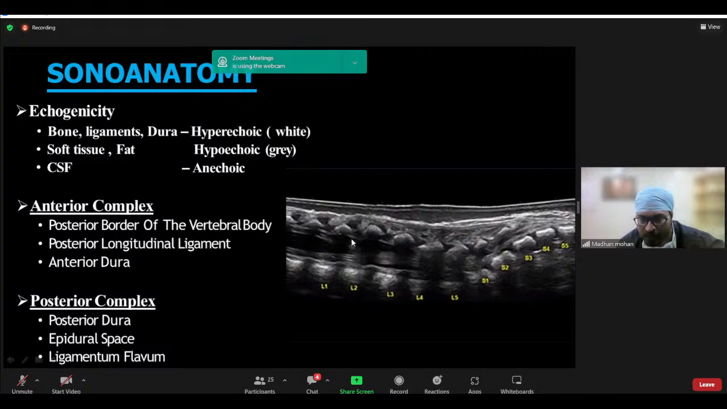This space is the epidural space, mainly the posterior epidural space, and then you see one more hyperechoic line which will be formed by the posterior dura. So the posterior complex mainly comprises the ligamentum flavum and posterior dura. Depending upon the space in between them, we can appreciate the epidural space well, mainly in the lumbar region and the thoracic region. Maybe in the cervical region, the space is very narrow.